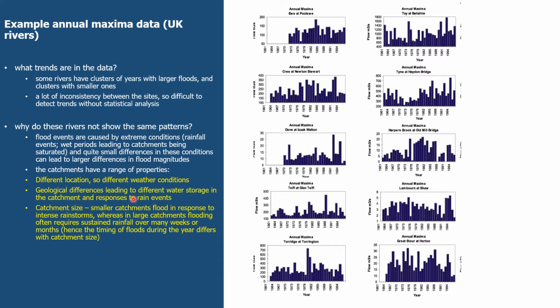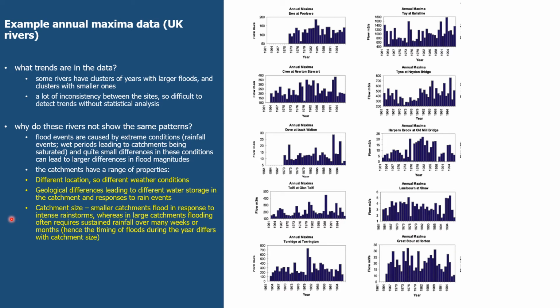Geological differences, so soils are different, slope angles are different, rain will run off the landscape in quite different ways in different parts of the country. And catchment size. You can see here we've combined very small catchments where the flow only goes up to about 6 cubic meters a second with some quite big catchments where the flow goes up to 1800.